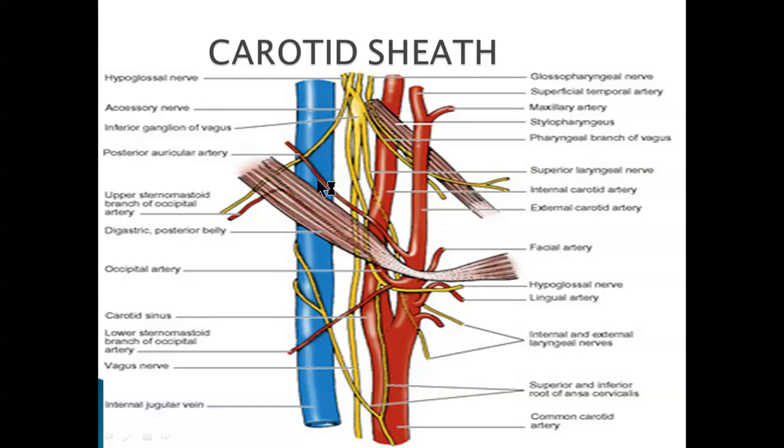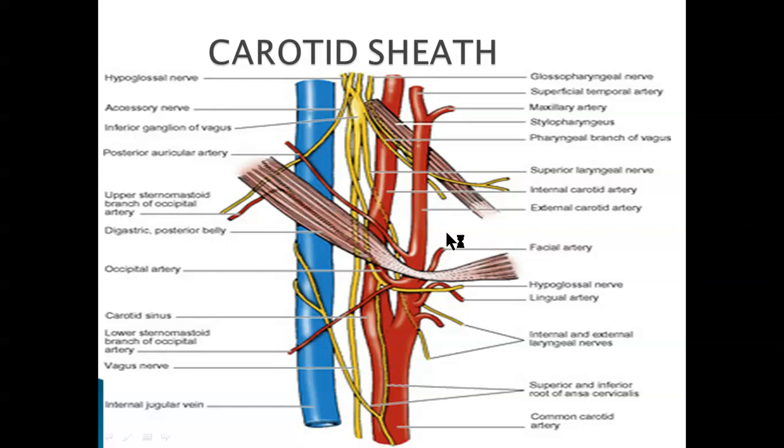Sorry, laterally we have your internal jugular vein, and medially we have your common carotid artery, bifurcating into your internal and your external carotid artery. The external carotid artery further gives terminal branches, your maxillary and your superficial temporal artery, over here.